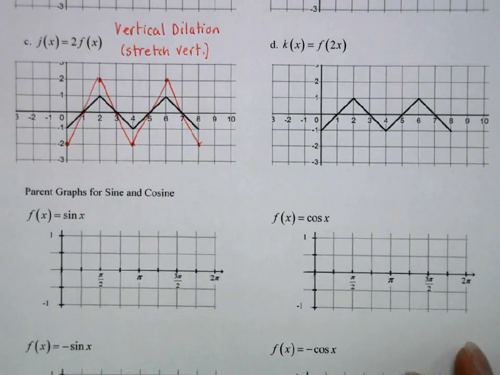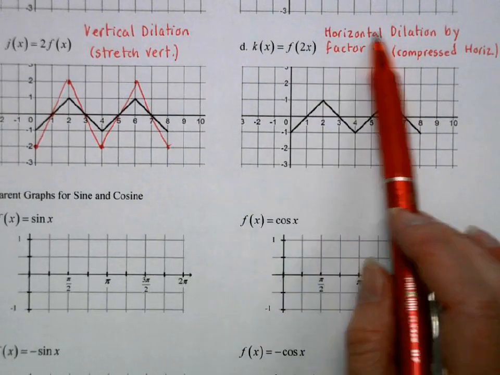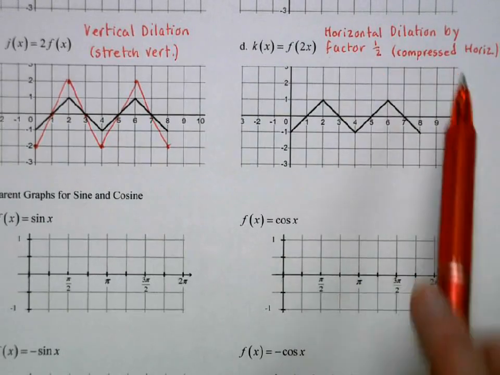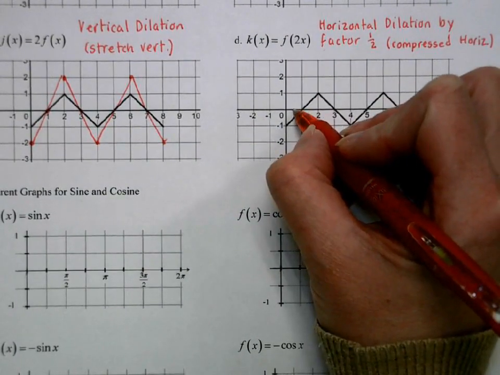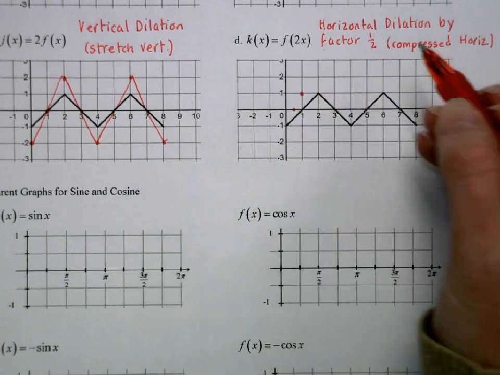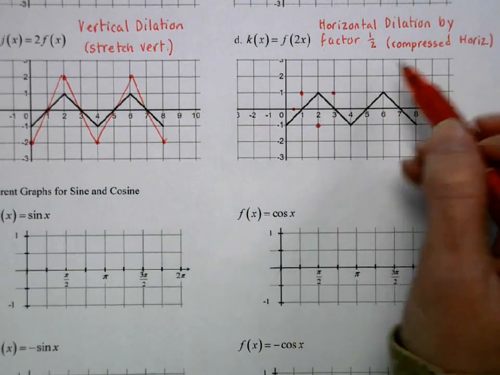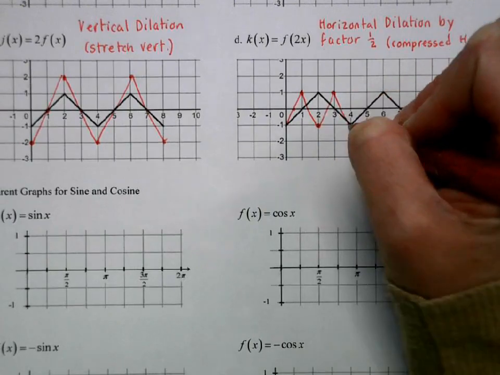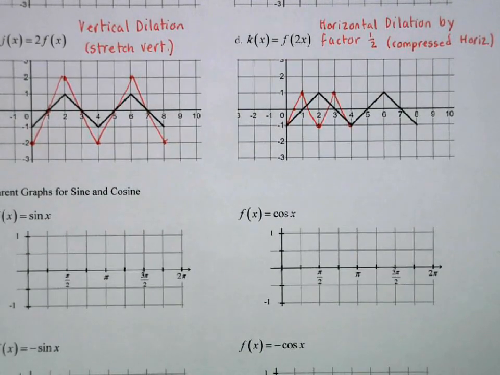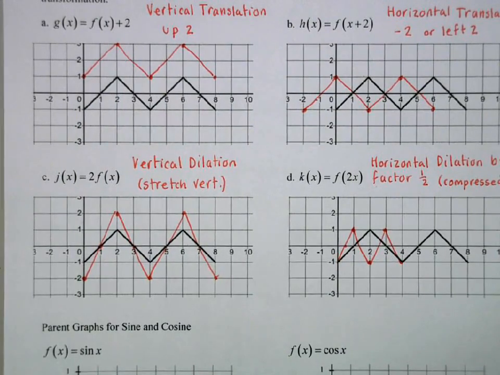If it's on the inside, it is a horizontal dilation. It's going to be by a factor of the reciprocal of whatever that value is. So here I'm going to have a horizontal dilation by factor 1/2. It's going to compress the graph horizontally towards the y-axis. So this point here, rather than being at 1, is going to be at 1/2. This one at 2 is going to be at 1. This one, instead of being at 4, is going to be at 2. This one, instead of being at 6, will be at 3. And this one, instead of being at 8, will be at 4. So my resulting graph is the same thing, but it's squished in by a factor of 1/2. So these transformations are going to work the same way when we deal with our trig functions.